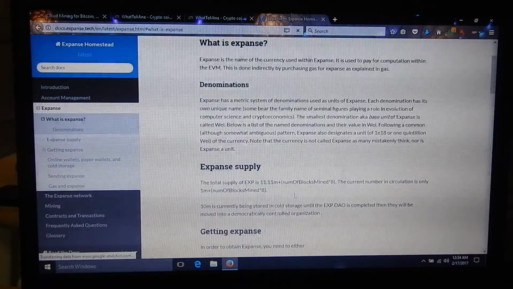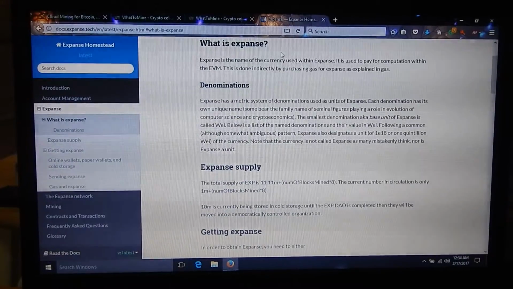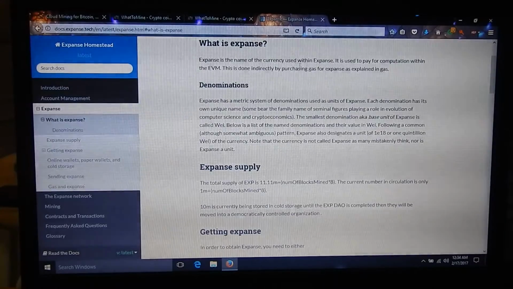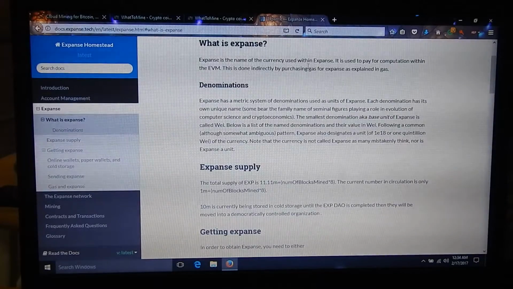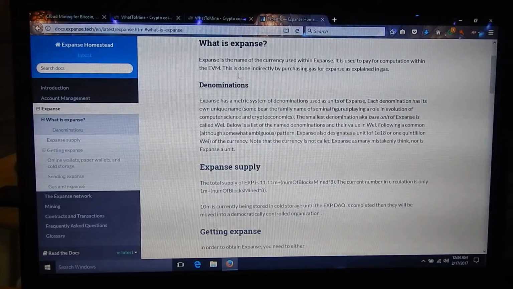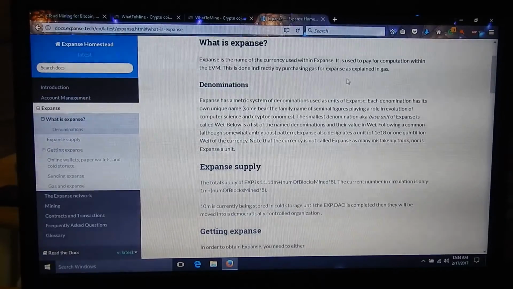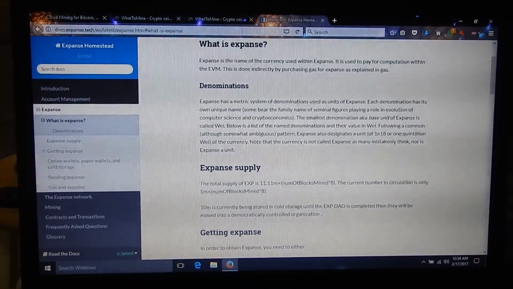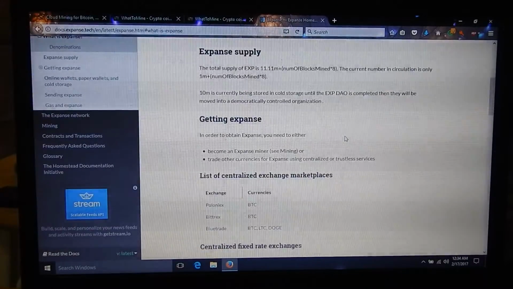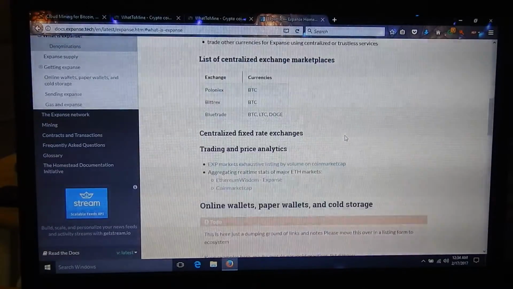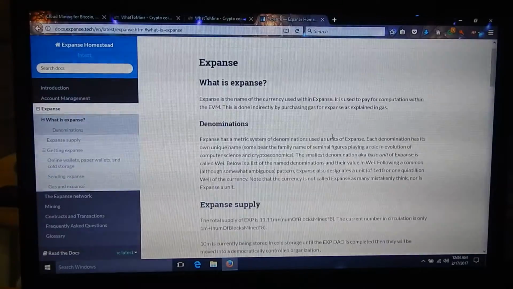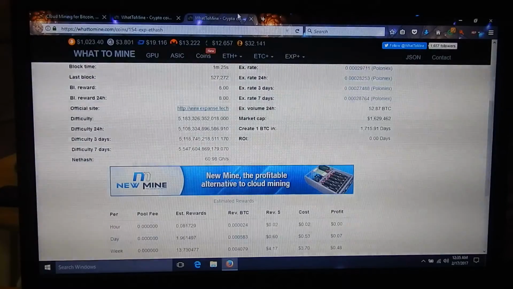Here you can go, what is Expanse? Expanse is the currency used within Expanse. It is used to pay the consumption within the EVM. This is done indirectly by purchasing gas for Expanse, as explained in gas. It's a lot like Ethereum. So this is some of the info you can get on it.